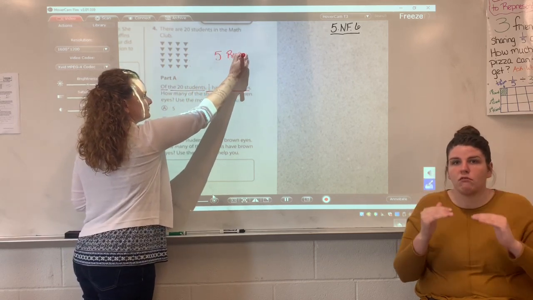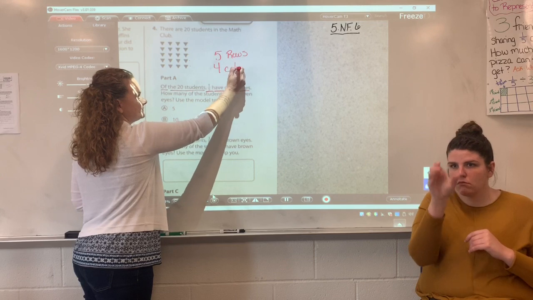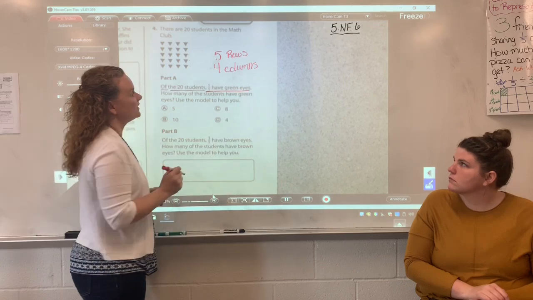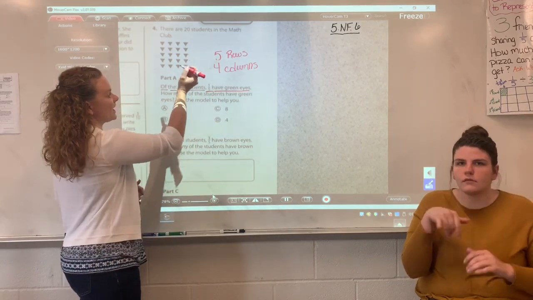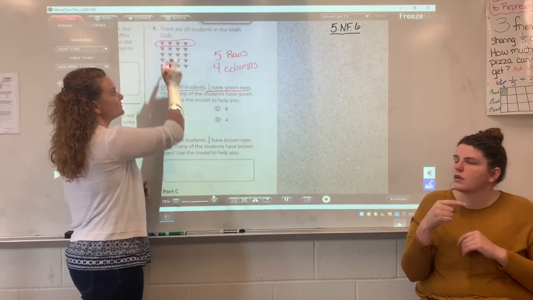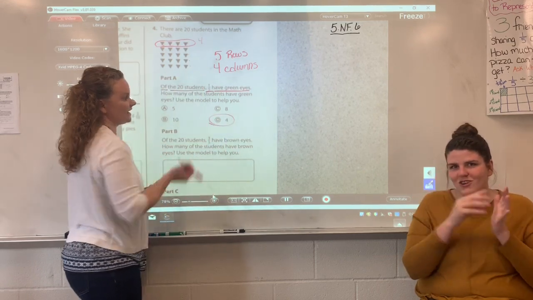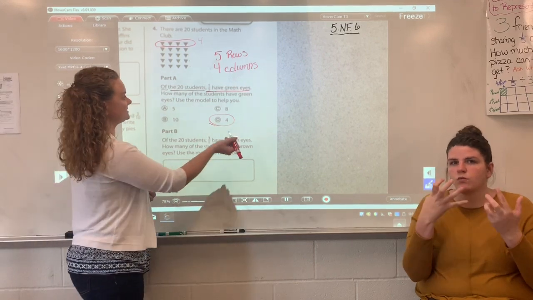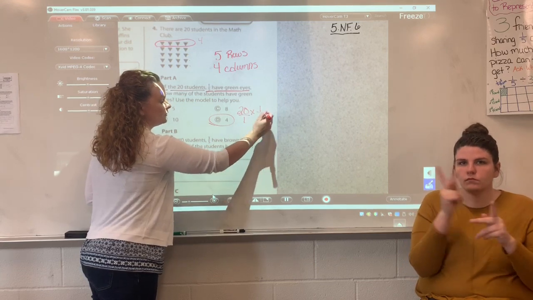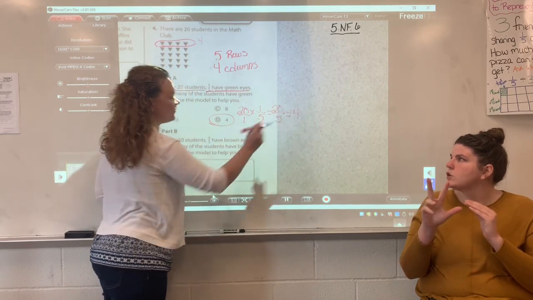Well, there are 1, 2, 3, 4, 5 rows. And there are 1, 2, 3, 4 columns. Okay? So, if that's the case and I'm looking for a 1/5, I'm going by my rows. I am circling 1 out of 5 rows. So therefore there's 1, 2, 3, 4 that have green eyes. Now if I wanted to check it, I could say 20 times 1/5 over 1 would equal 20/5, which 20 divided by 5 is 4.